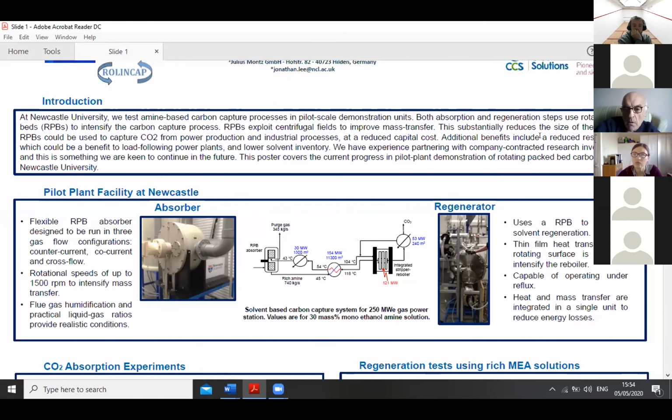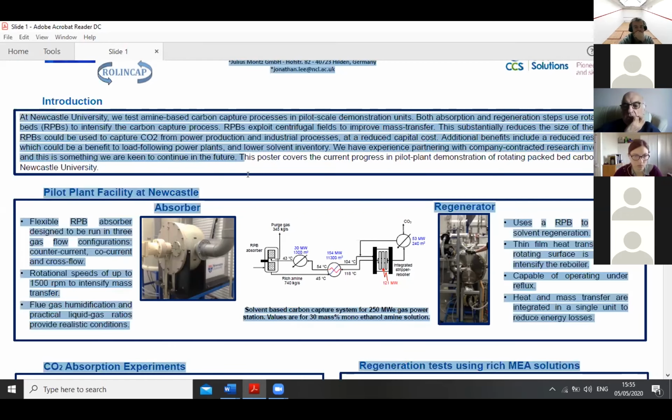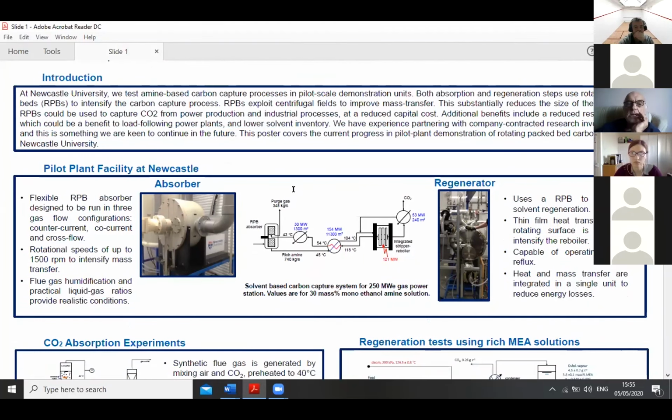We've also got additional benefits. They have a reduced response time, so that could make them more useful for load following power plants and transient operation. They've also got a lower solvent inventory and a bit more flexibility on the types of solvent you can use. So we have experience partnering with universities in collaborations and company contracted research involving RPBs, and that's something we want to continue and develop in the future. And this poster is just going to cover our current progress in the area.